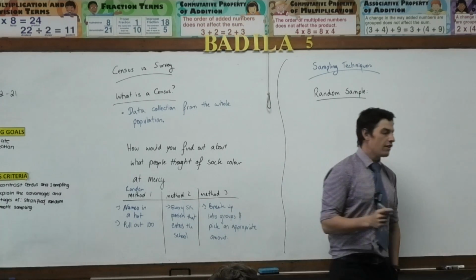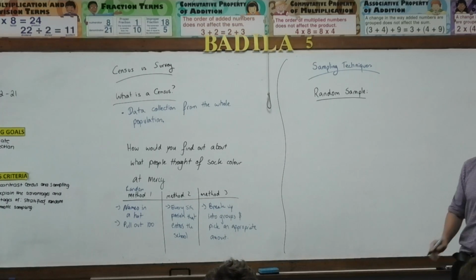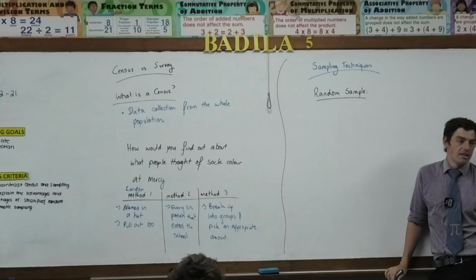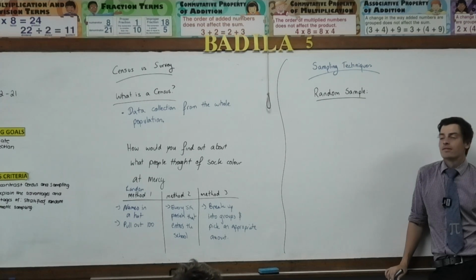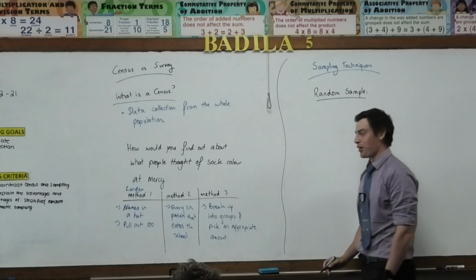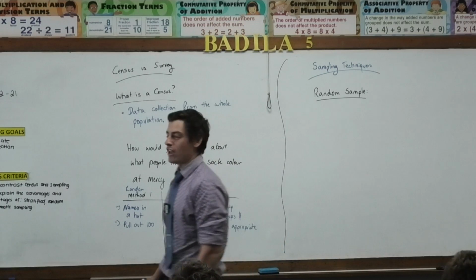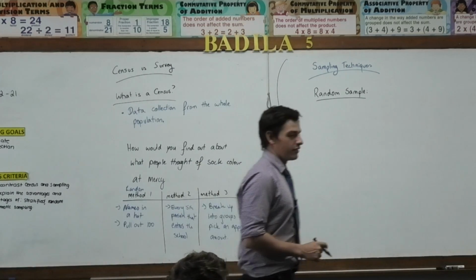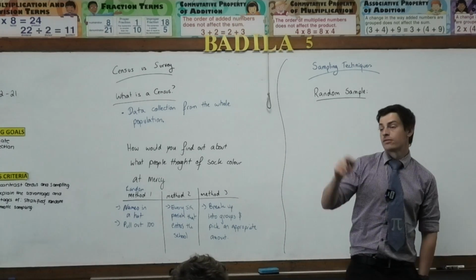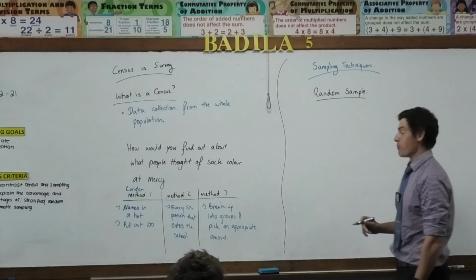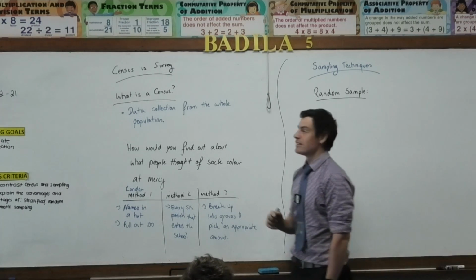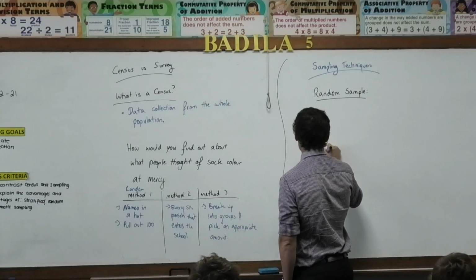Method 2. What's a good name for method 2? See if we can find the name on our own. It's a something sample here. Stratified. It's a good word, but it's not quite the one we're looking for. Give me a hint, it starts with the same letter. What does stratified mean? Selective. I don't mind, that's a good idea. It's not the name they use, but it's a pretty good name. And it's Systematic.